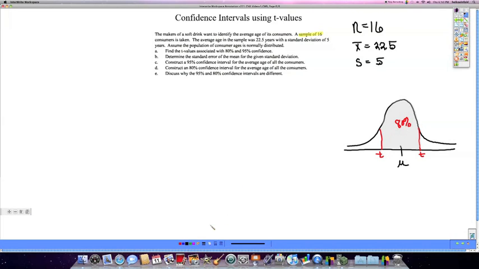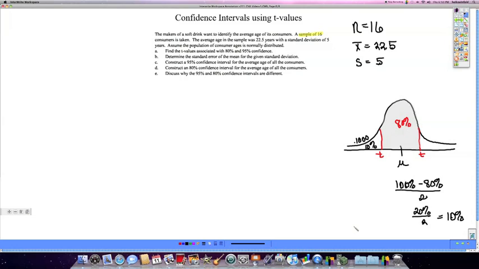To find the amount of area that should be to the left side of this t-score, we still do 100% minus 80% divided by 2. And of course that's going to be 20% divided by 2, which is 10%. And 10% as a decimal is 0.100. And that is the 10% here in the tail.